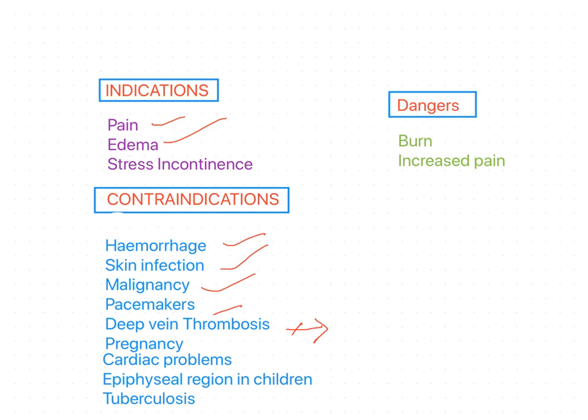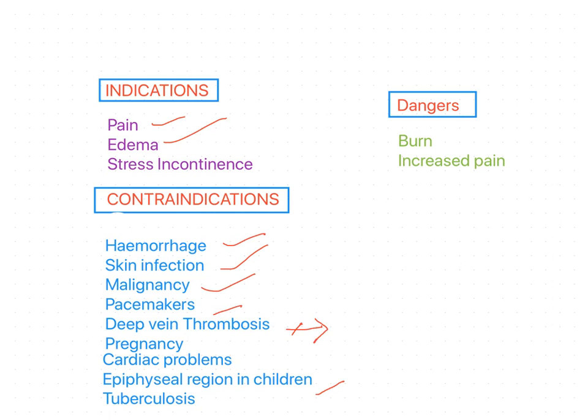So in pregnancy also we should not give interferential currents. As there is a fear that this current may damage the development of the fetus, it should not be applied over the low back and pelvis in pregnant ladies. And if the person is having any cardiac problems, also we should not give. Okay, and also epiphyseal region in the children, at that region we should not give IFT. And tuberculosis also we should not give.